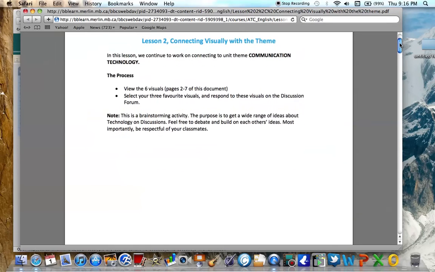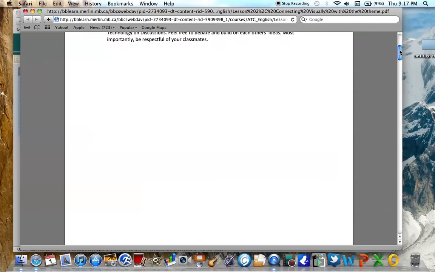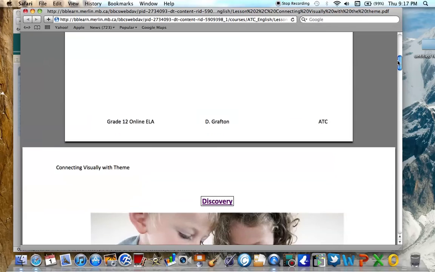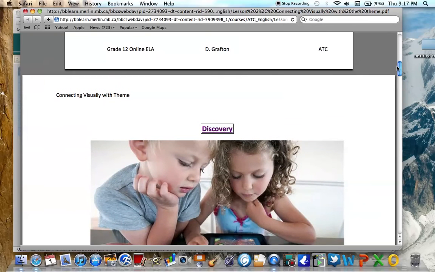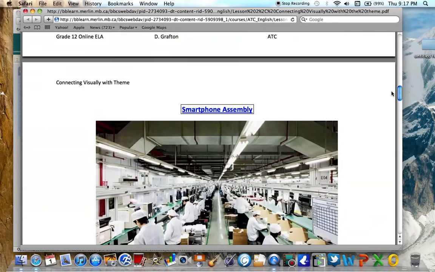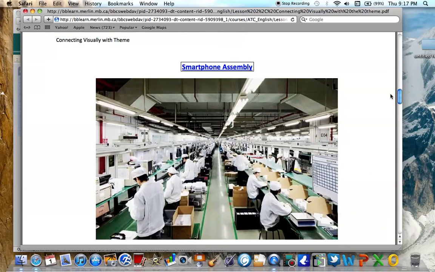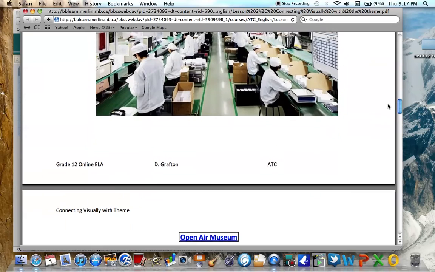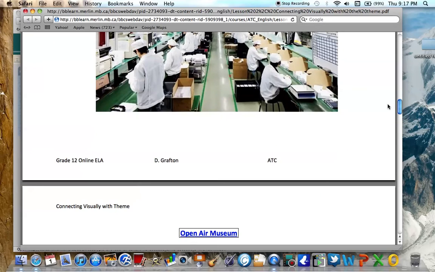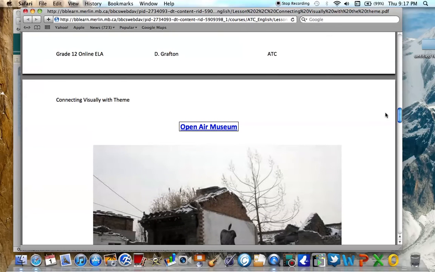This lesson involves looking at 6 visuals. 5 of these visuals are photographs, and 1 of these visuals is an editorial cartoon. We're going to look at the visuals and think about what the visuals say about technology, or how the visuals communicate ideas about technology. I picked the visuals because I think each one communicates a different idea about technology, so they provide many different viewpoints, and they should be good for opening up some discussions about technology.